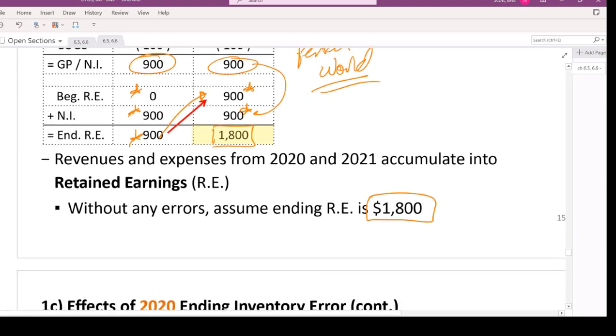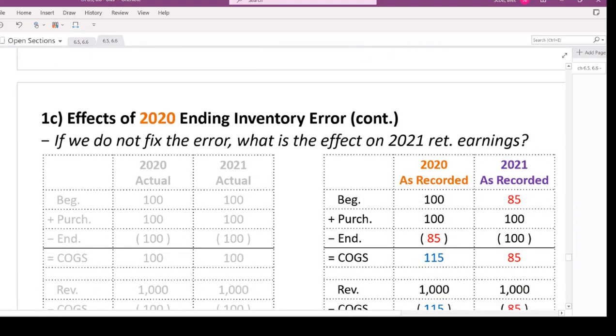Okay, now remember, we close out all the revenues and expenses into retained earnings. So in this case, the expenses are the items that have the error. 2020 had a wrong cost of goods sold, but so did 2021. It also had the wrong cost of goods sold. So we got errors that are going into retained earnings. How do those things affect each other?